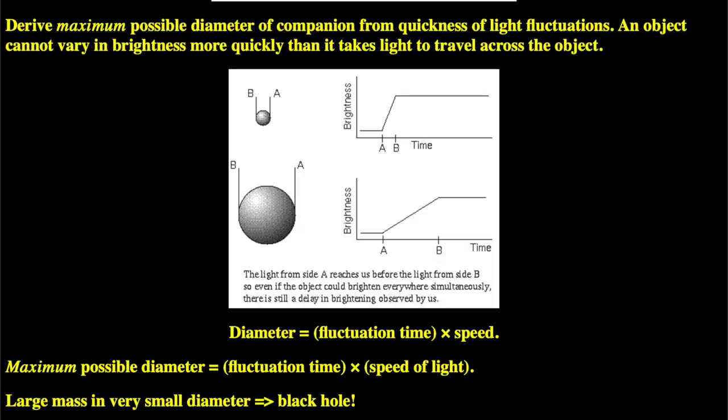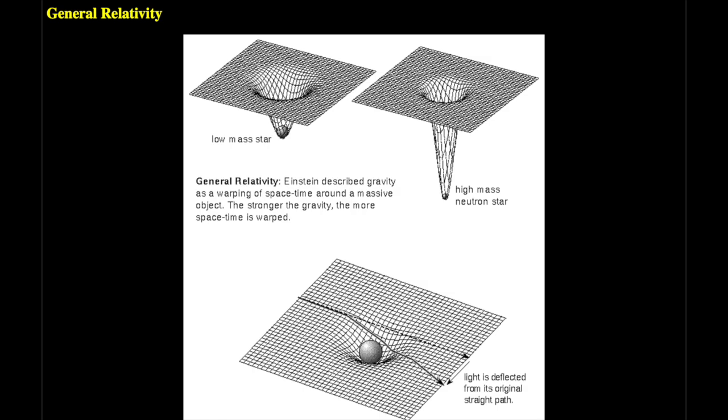For the black holes, the fluctuation time is very small, so the maximum size of the black hole is just a few kilometers across. If you have a large mass and a very small diameter, you must be looking at a black hole. Next slide. For very strong gravitational fields, Newton's description of gravity becomes inadequate. Einstein's theory of general relativity must be used to describe the gravitational effects.